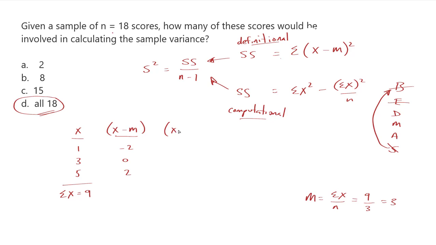So now I have to square my results. So 2 squared, negative 2 squared is 4. 0 squared is 0. 2 squared is also 4. And so that's taken care of.